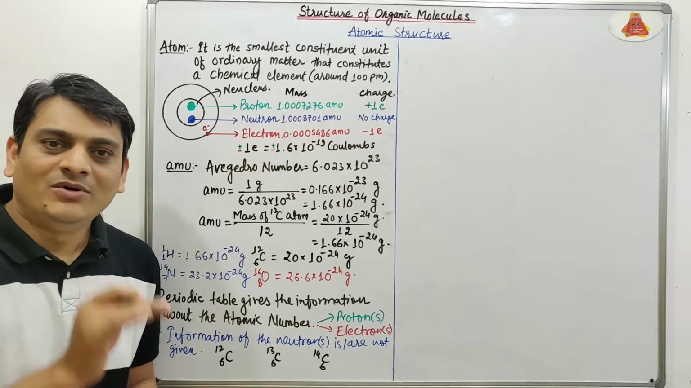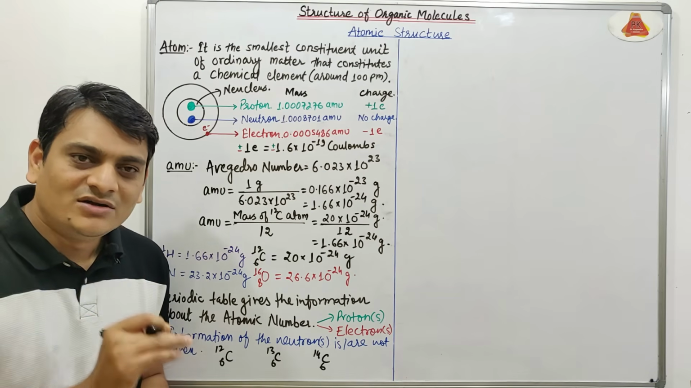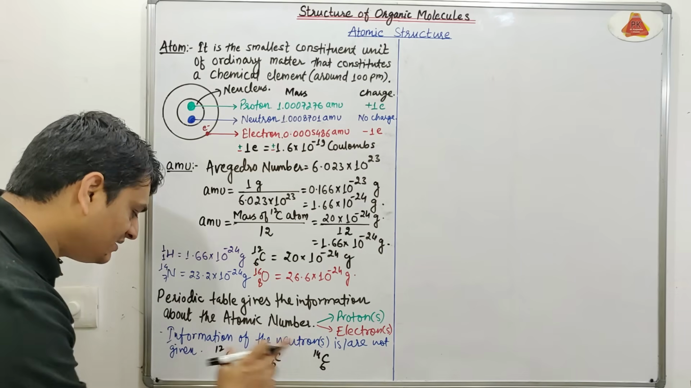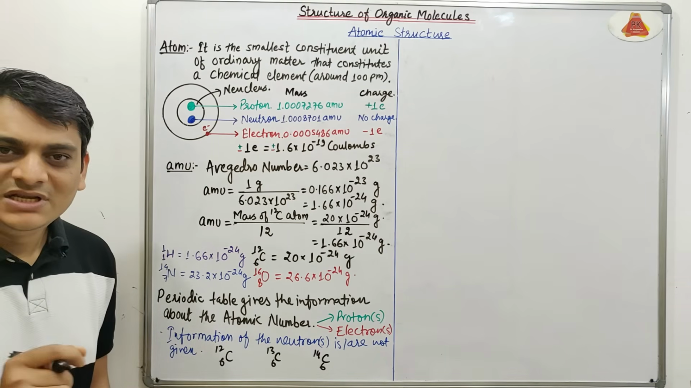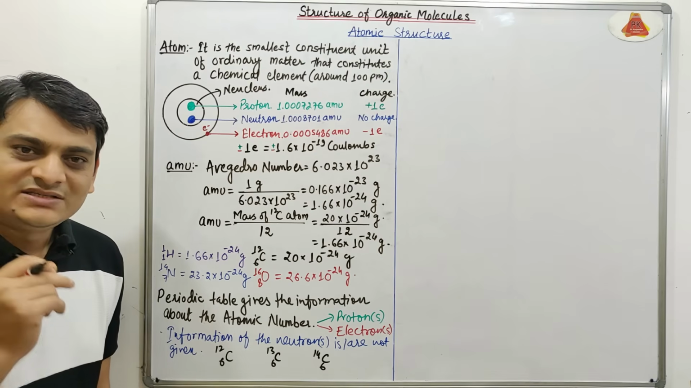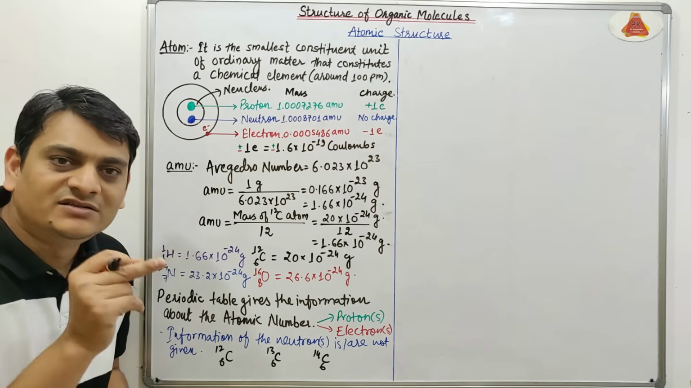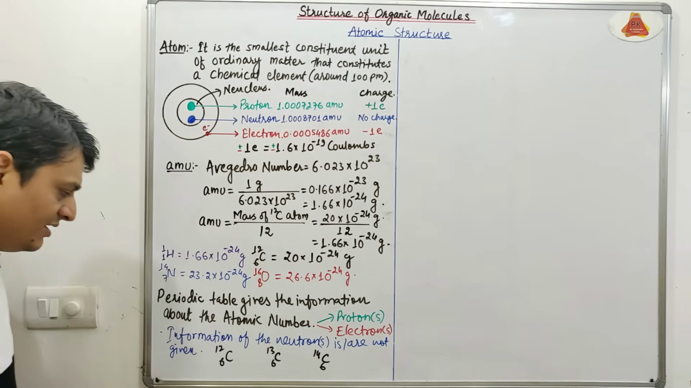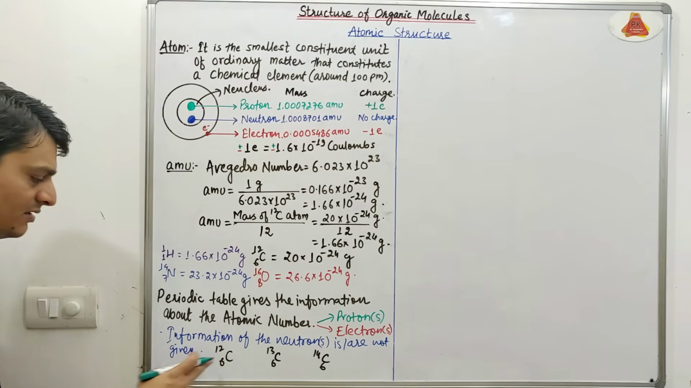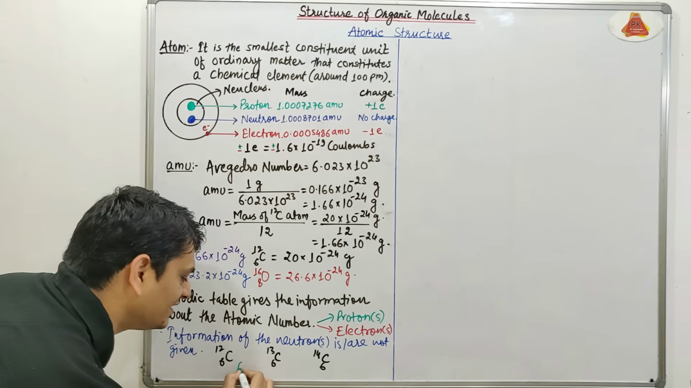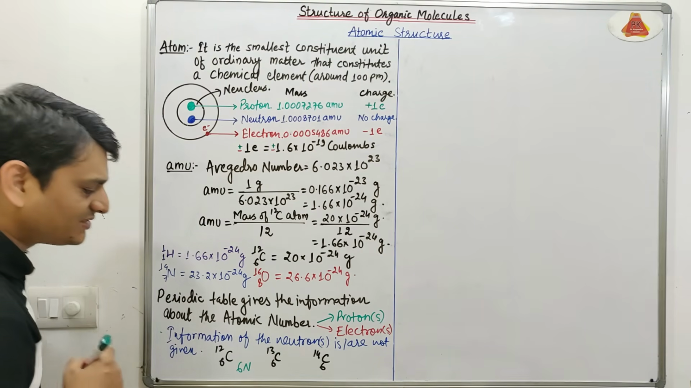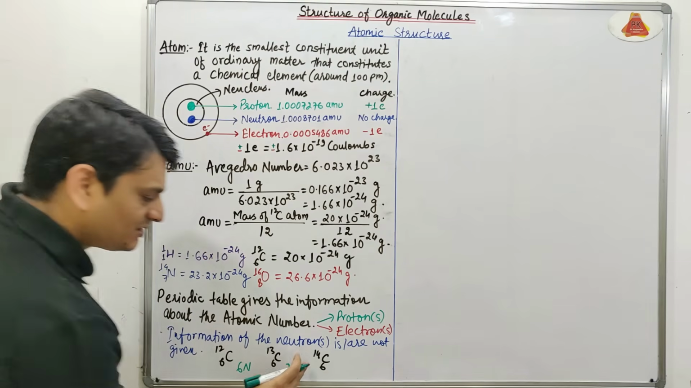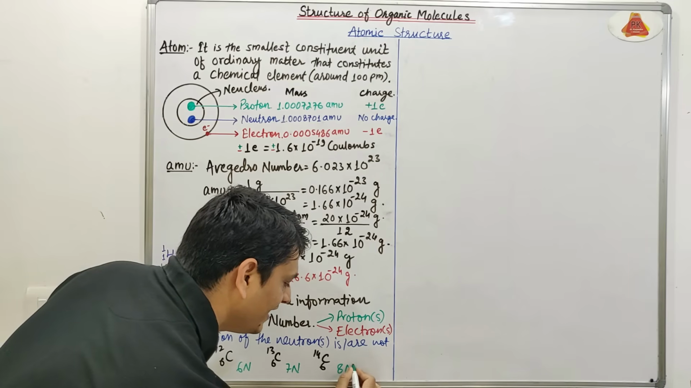But if we are talking about the neutron, it will not give the exact information about the neutron. Information about the neutrons is not given, because if we are talking about carbon, its atomic number is 6, but its mass may be different. It may be 12, it may be 13, it may be 14. So if we are talking about this carbon, it contains 6 neutrons. If we are talking about this carbon, it contains 7 neutrons. If we are talking about this carbon 14, then it contains 8 neutrons.